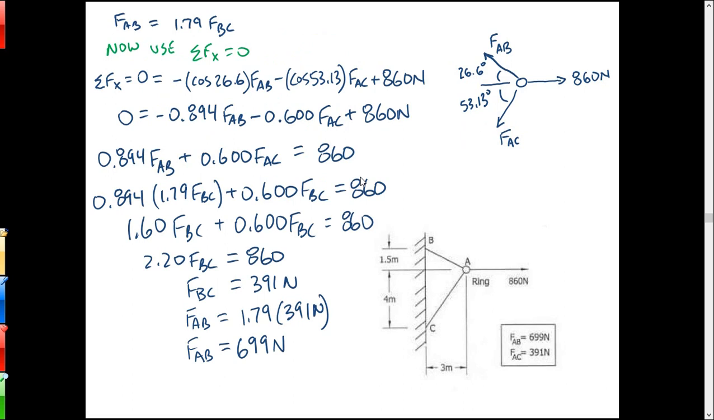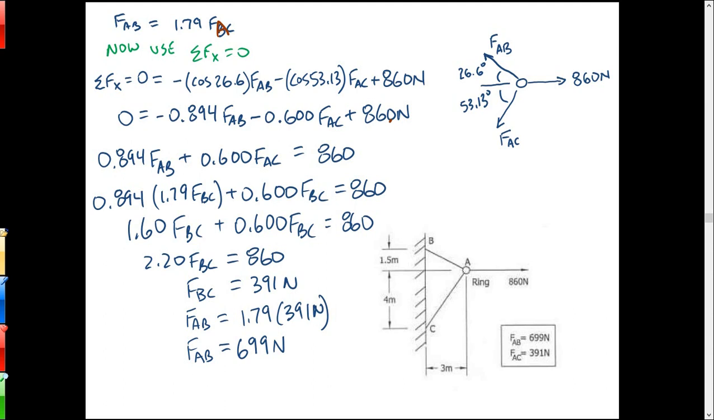So now we've done some of Fy, and we've got to the fact that FAB is 1.79 FBC. And I've got a typo there. Is that AC that it is? 1.79 FAC. Yeah, I think it is. Let's go back and look. Yeah, it is. This should be AC right here. Okay. Here we go. So now I've got a nice clean substitution.